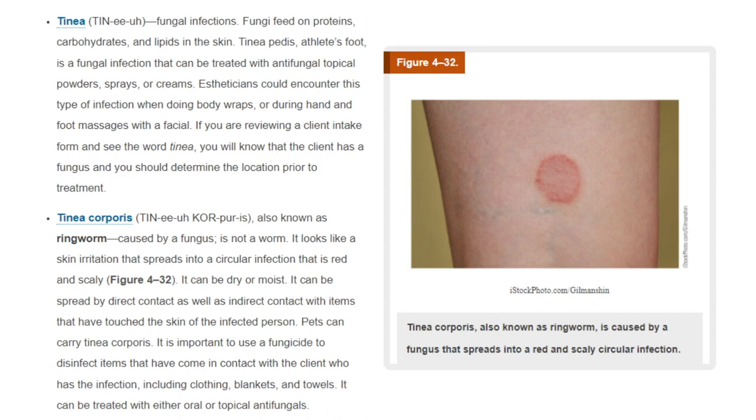Tinea corporis, also known as ringworm, is caused by a fungus and is not a worm. It looks like a skin irritation that spreads into a circular infection that is red and scaly, figure 4.32. It can be dry or moist. It can be spread by direct contact as well as indirect contact with items that have touched the skin of the infected person. Pets can carry tinea corporis. It is important to use a fungicide to disinfect items that have come in contact with the client who has the infection, including clothing, blankets, and towels. It can be treated with either oral or topical antifungals.